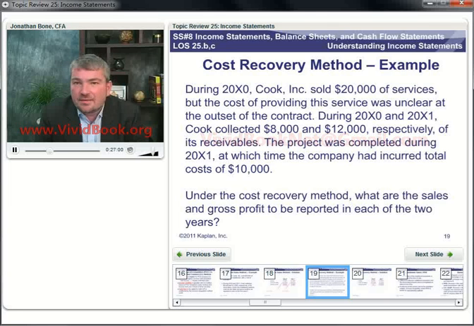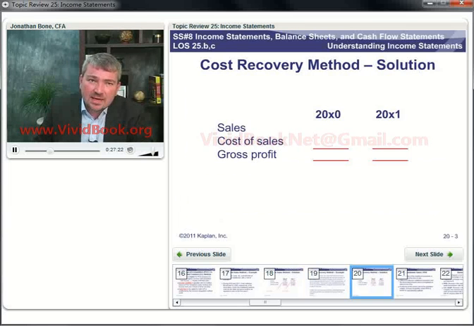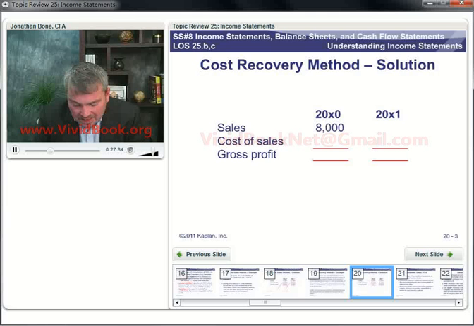Okay, so we didn't know the costs at the outset of the contract. Notice we've received 8,000 in the first year, 12,000 in the second year, just exactly the same way as we did in our previous example. The project was completed during X1, at which time we'd incurred a total cost of 10,000. Okay, so let's have a look at the impact. When we do this, we'll bring in sales exactly the same way as we did with the installment method, i.e. according to the cash we've received in each year. So 8,000 in year one. Now, in year one, we've yet to recover our full costs.